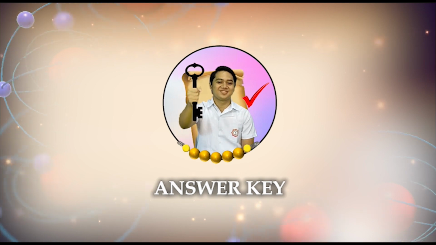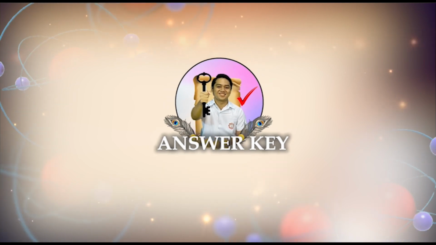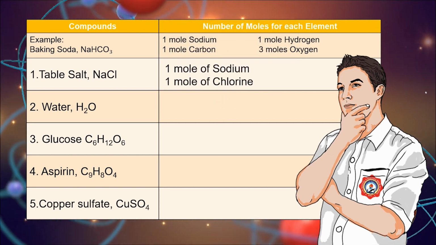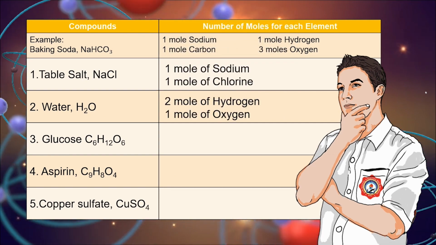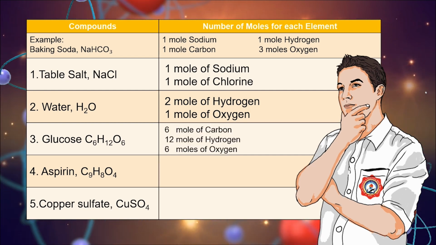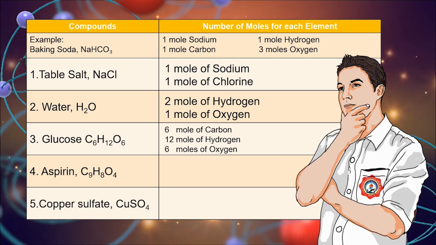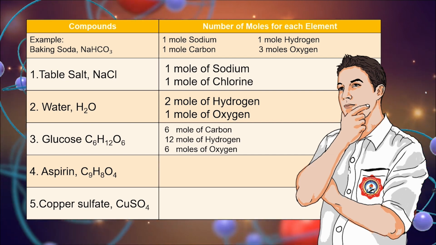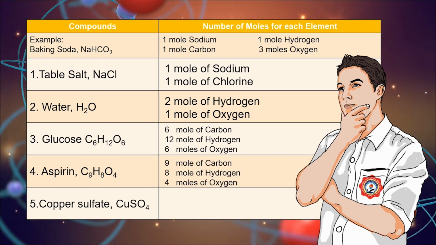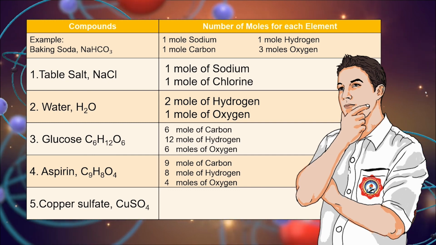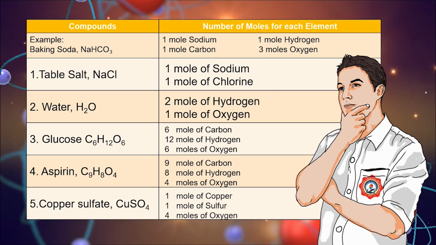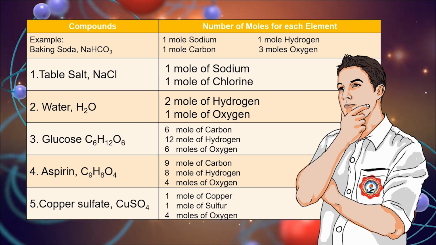Check your answers on the screen. Number 1. 1 mole sodium, 1 mole chlorine. Number 2. 2 moles hydrogen, 1 mole oxygen. Number 3. 6 moles carbon, 12 moles hydrogen, 6 moles oxygen. Number 4. 9 moles carbon, 8 moles hydrogen, and 4 moles oxygen. And number 5. 1 mole copper, 1 mole sulfur, and 4 moles oxygen.